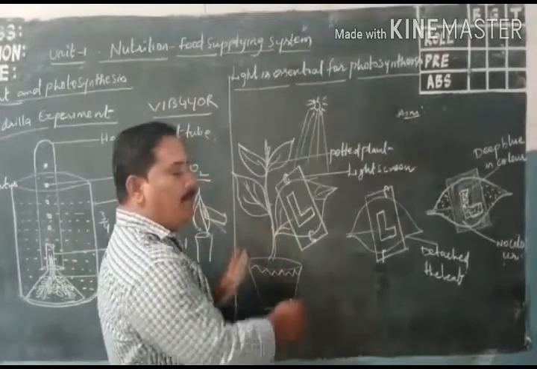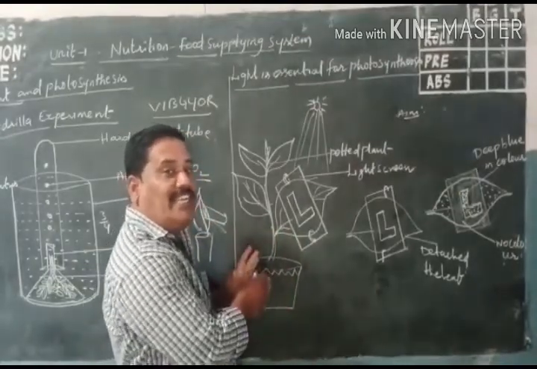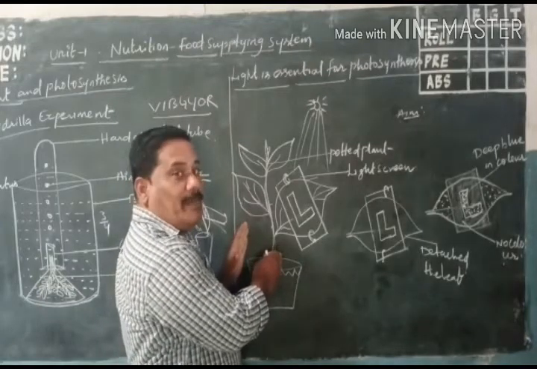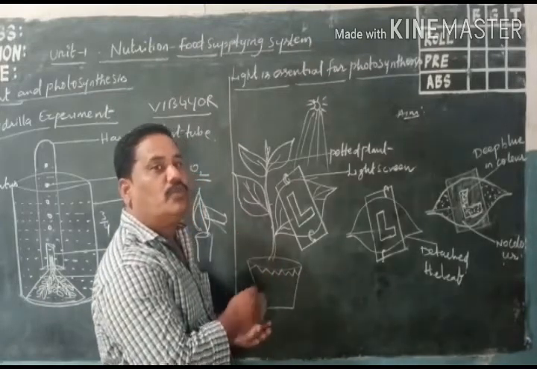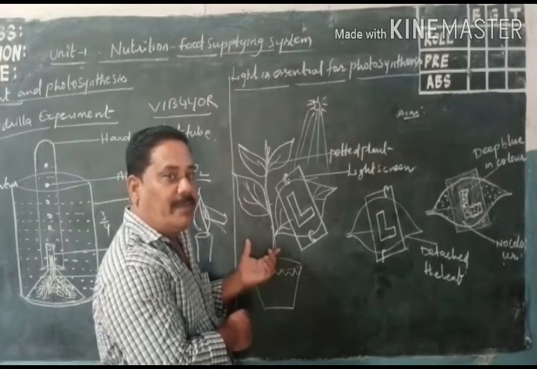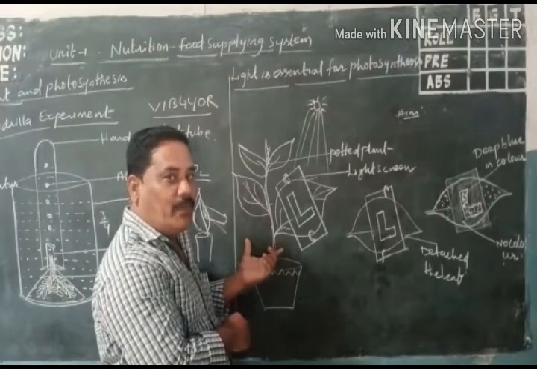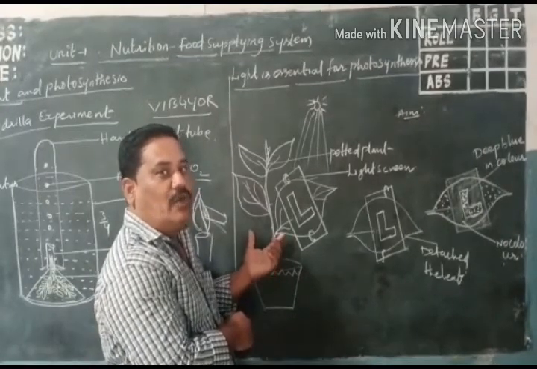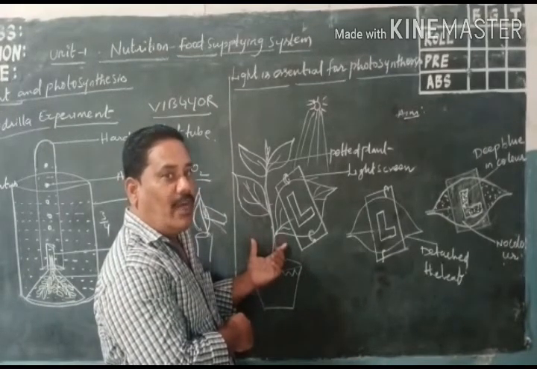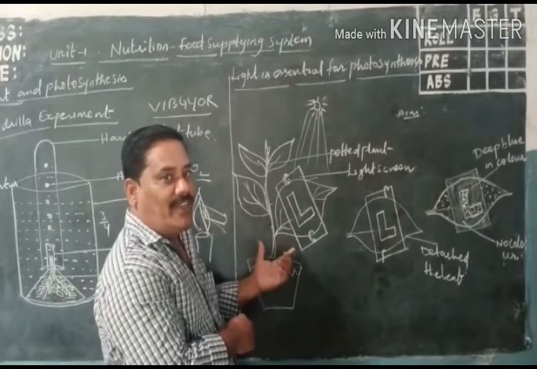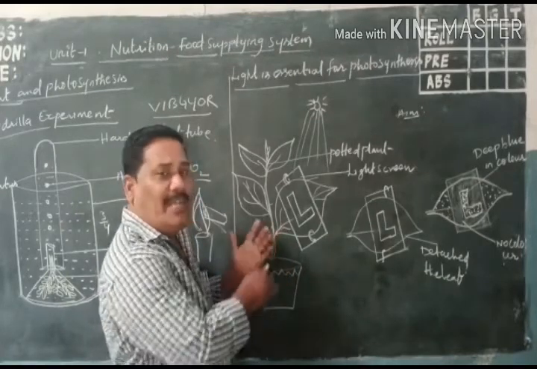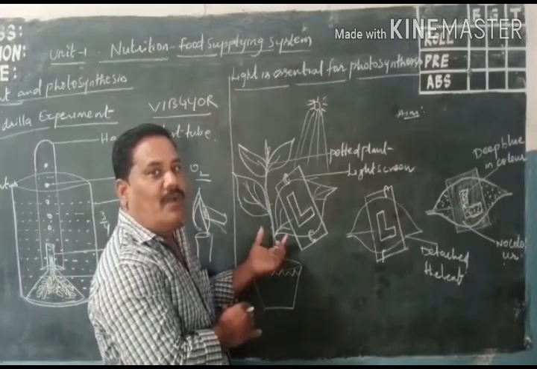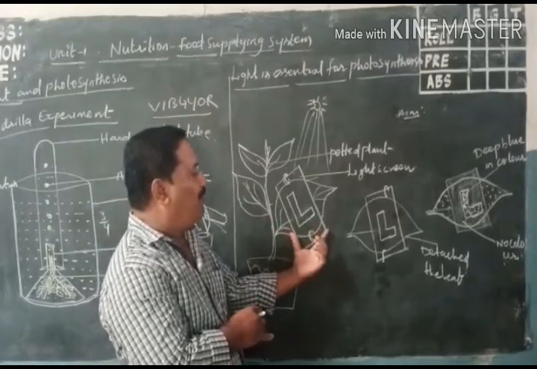Before the experiment, you select a healthy potted plant. After sunset, the potted plant is kept in a dark room for 2 or 3 days. After 2 or 3 days, you conduct the experiment. Why is the potted plant kept in the dark room? To make it free from starch.